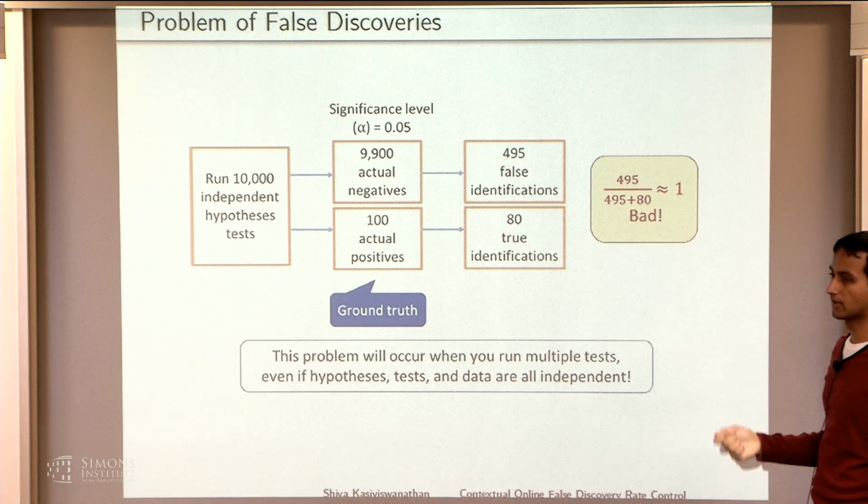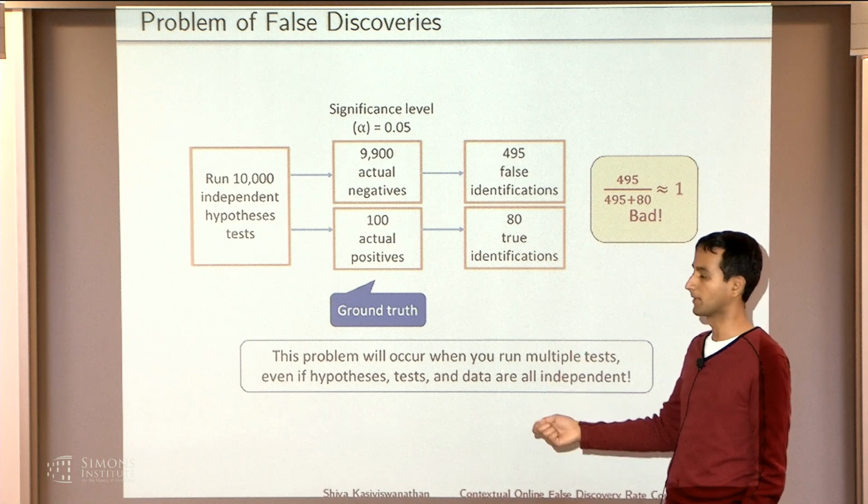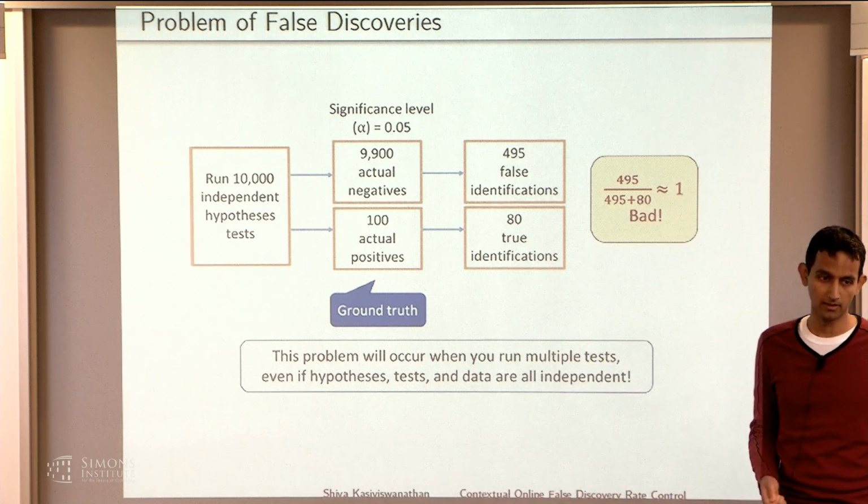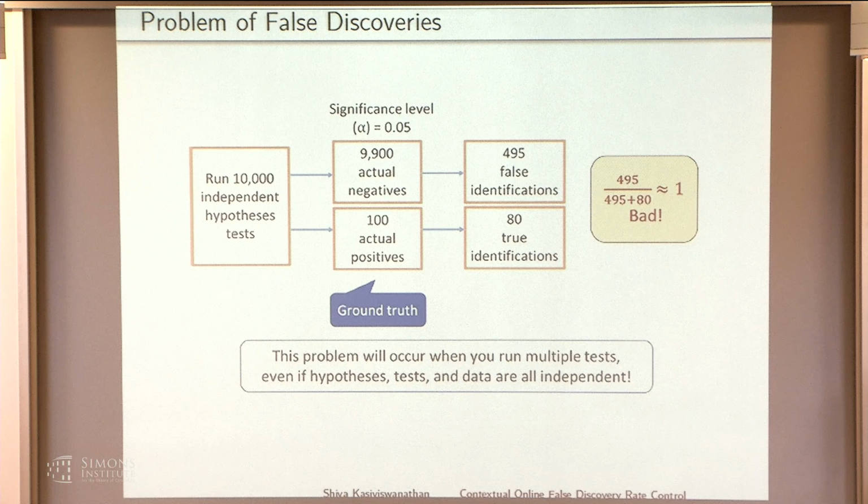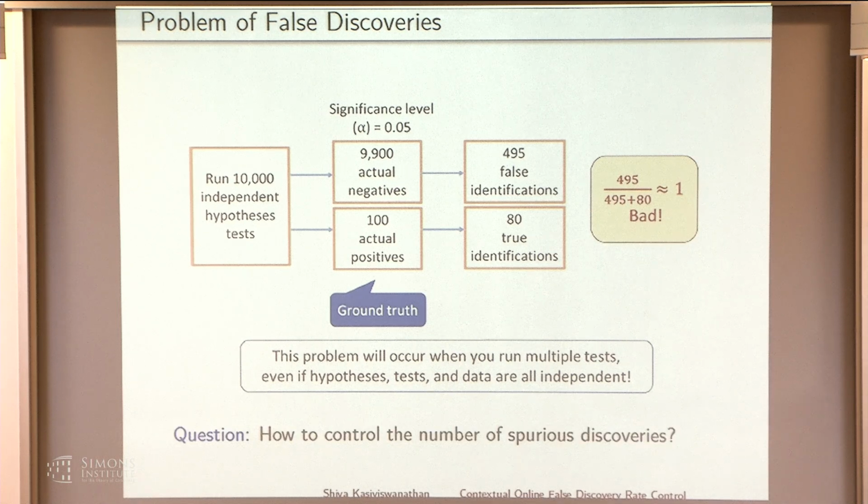It's just a problem that we are running so many tests. So that's the problem when you run multiple tests. So the question is, how do you control for the spurious discoveries in this setup?